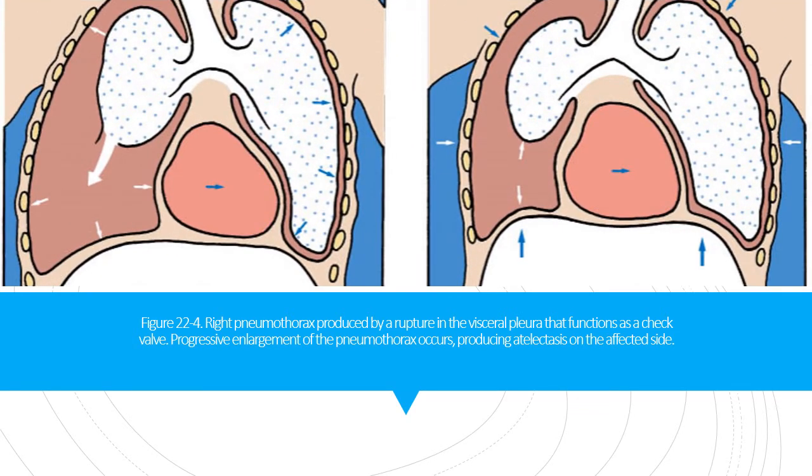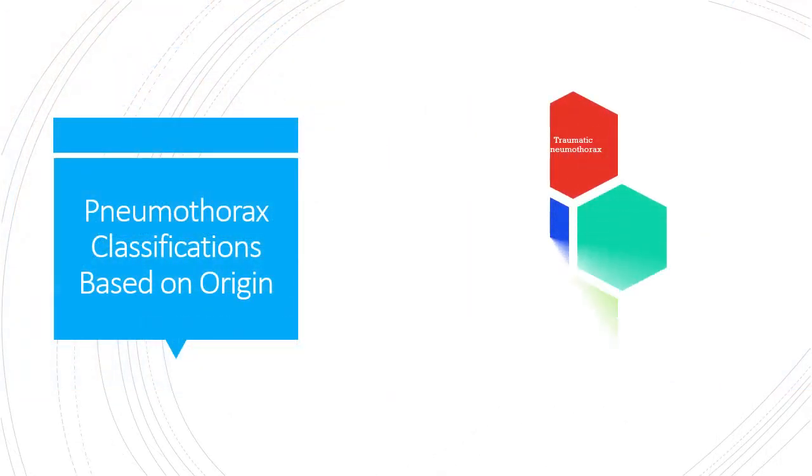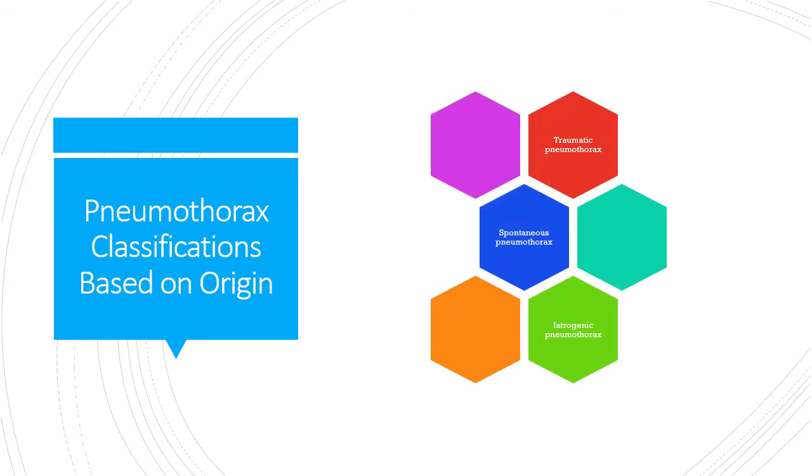And this is a right pneumothorax produced by a rupture in the visceral pleura that functions as a check valve. The progressive enlargement of the pneumothorax occurs, producing atelectasis on the affected side. Pneumothorax based on origin. These include traumatic pneumothorax, spontaneous pneumothorax, and iatrogenic pneumothorax.